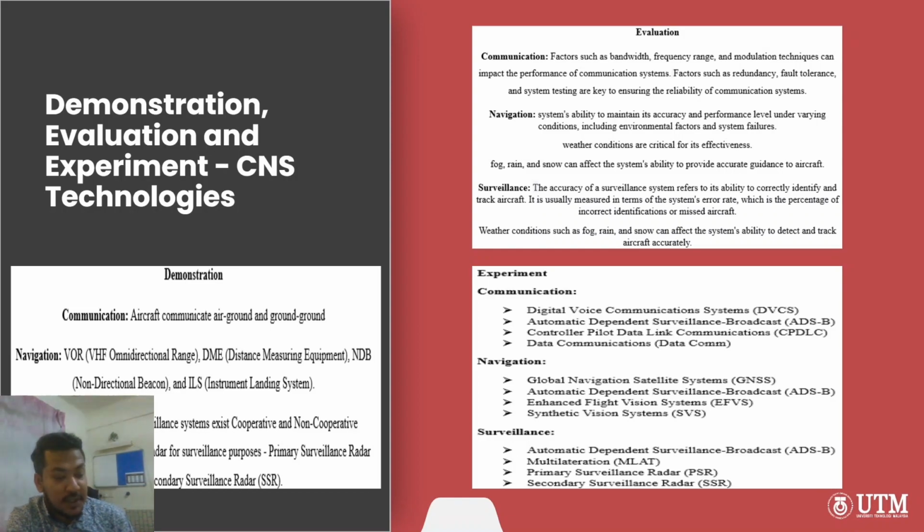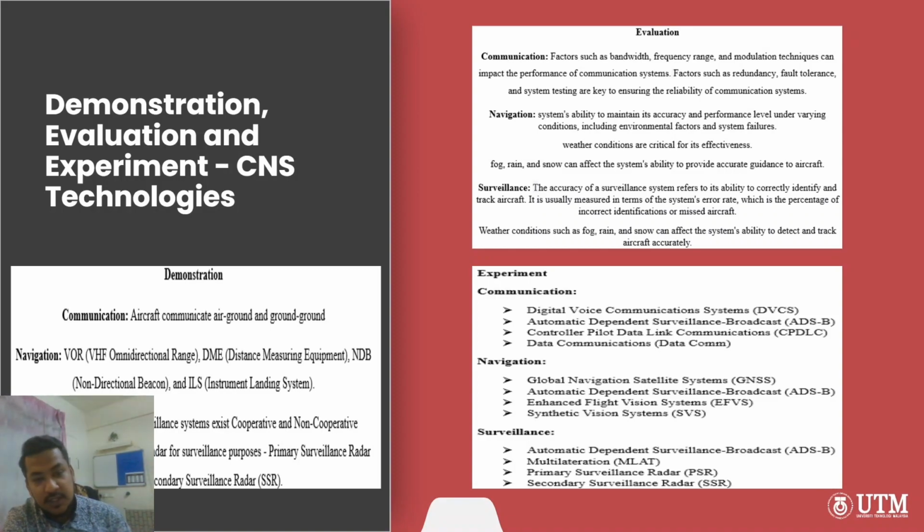So the communication, air traffic controller and pilot, they must communicate air to ground and ground to ground. These two communications are important. For navigation, there are four types of navigations. Number one is VOR, which is very high frequency omnidirection range. Number two is DME, distance measuring equipment. Number three is NDB and ILS system.